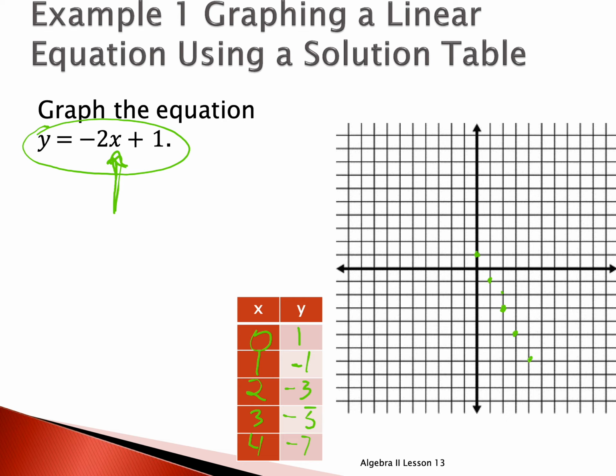Again, we only need 2 points to make a line, but by doing additional points, it helps us to make sure we're not making a mistake. If we were to start to put those points on and see that they're not actually lining up to make a straight line, that'd be an indication that something was off in our calculations.